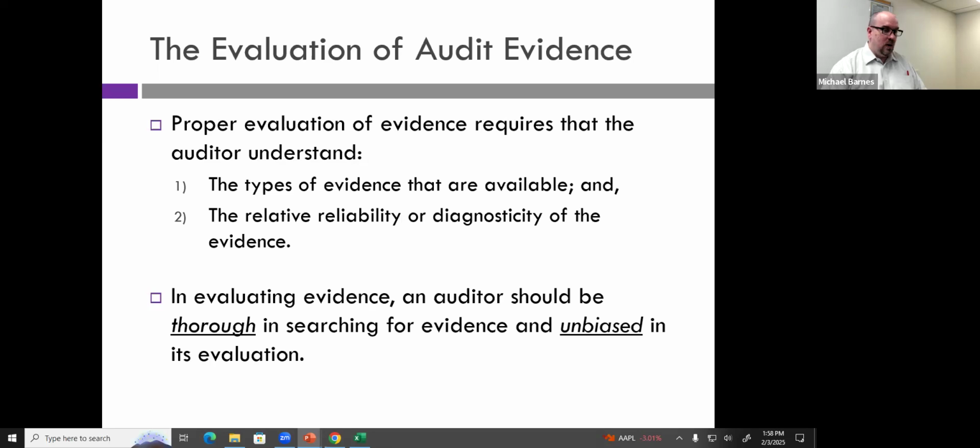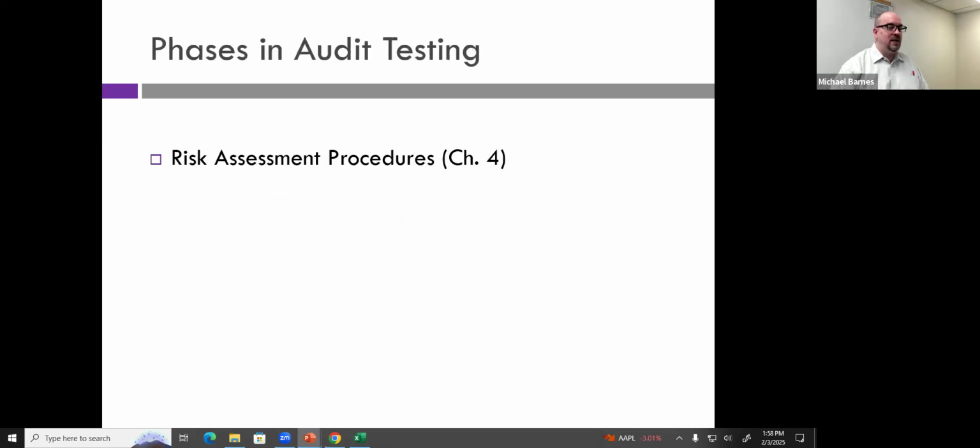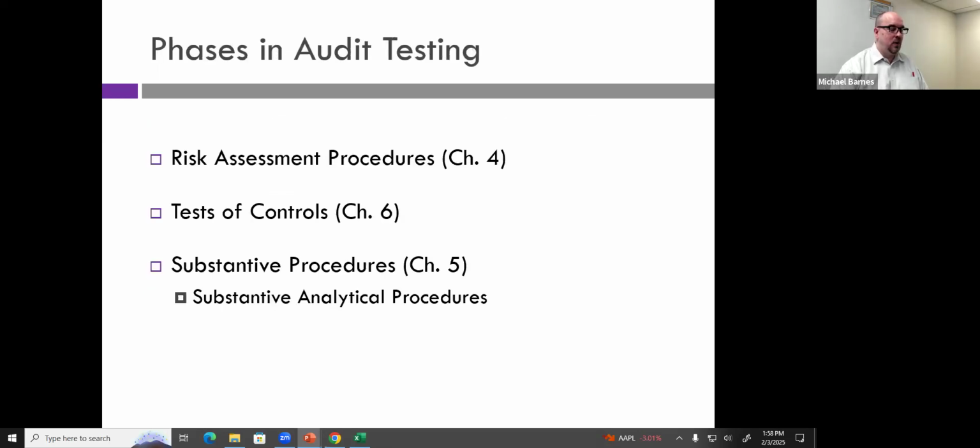All right, so just as a reminder, we have three primary phases in audit testing, with two sub-phases within those. We already talked about risk assessment in chapter 4.